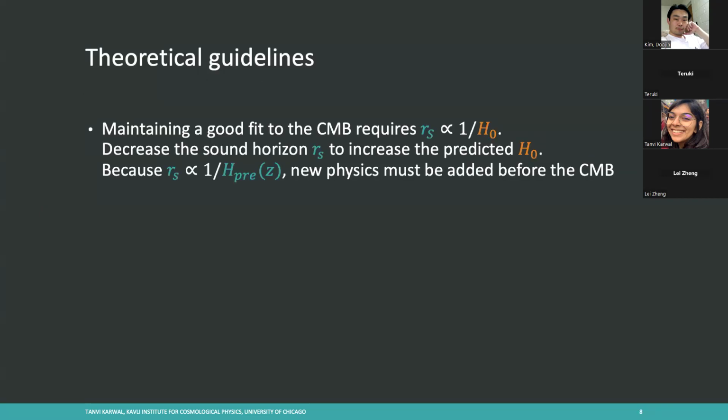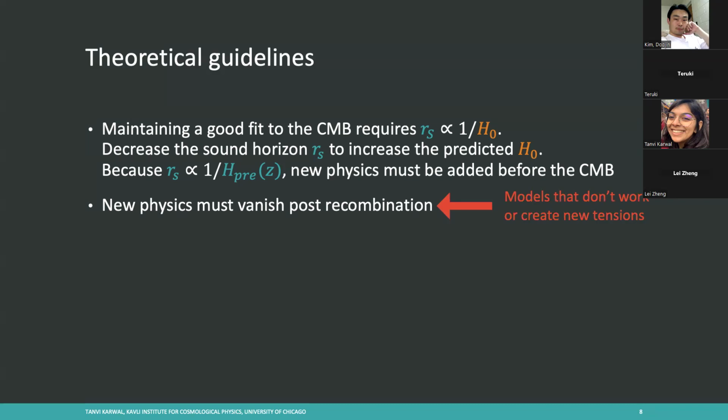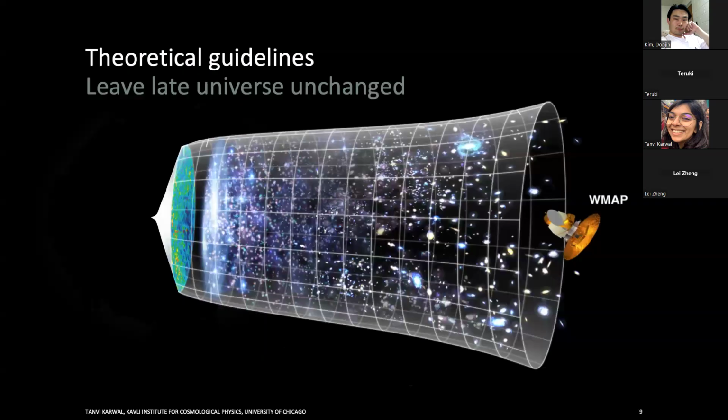So this tells us, one, we know we don't want to ruin the good fit of the CMB, which means we have to change the size of the sound horizon to change the Hubble parameter. Specifically, we need to add any new physics before the CMB is emitted, so we can do this. The second guidance that we have is any new physics has to vanish in the late universe. I've gone on and on about the CMB, but if you don't make new physics vanish, then you might create new tensions in the late universe.